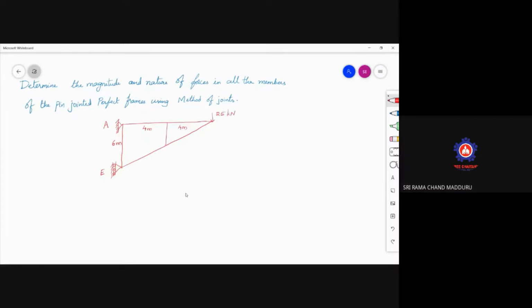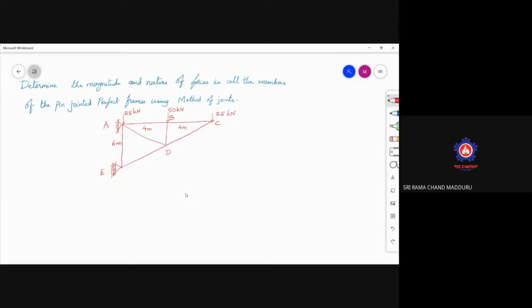And here one thing you need to understand: these are points wherever the members are meeting. Here this is B. A, B. Don't consider A and C as a single member. No, they will not be like that. AB is one member, BC is another member. Here at A, B, and C, there are forces acting. This is D.